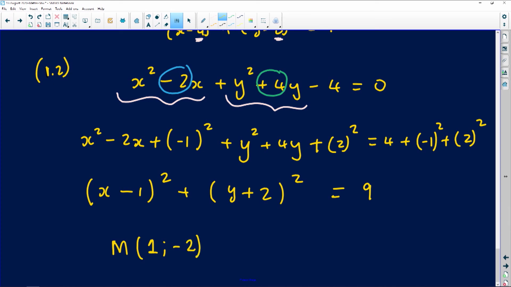They didn't ask for the radius, but just be generous and tell them that if they also want the radius of the circle, it will not be 9, it's going to be 3, because what you are looking at all the time is not the radius. This number you're looking at is always r squared. So if r squared is 9, you take the square root on both sides. Your r is going to be 3. Remember, the radius will always be a positive value. It will never be negative. So that's the center, 1 and negative 2.